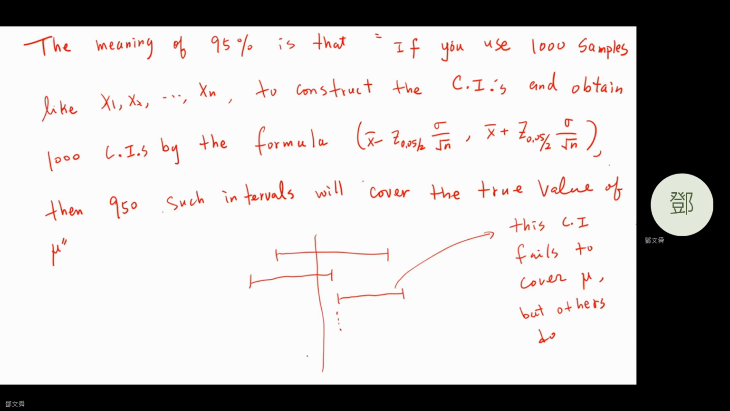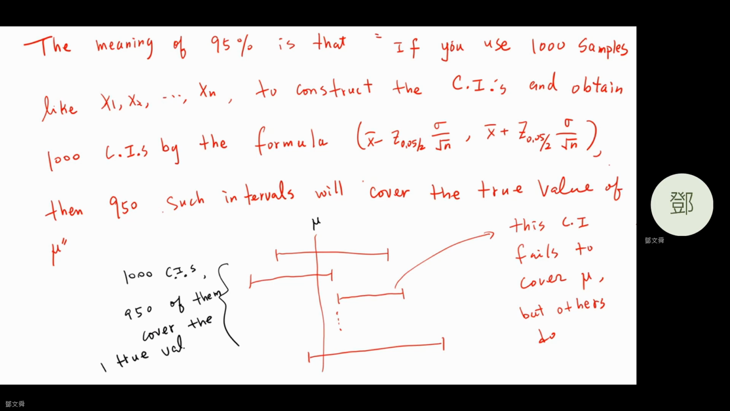All the way to this one, 1,000 of them. And here, this is the true value of mu. 1,000 confidence intervals. Okay, 950 of them cover the true value of mu.